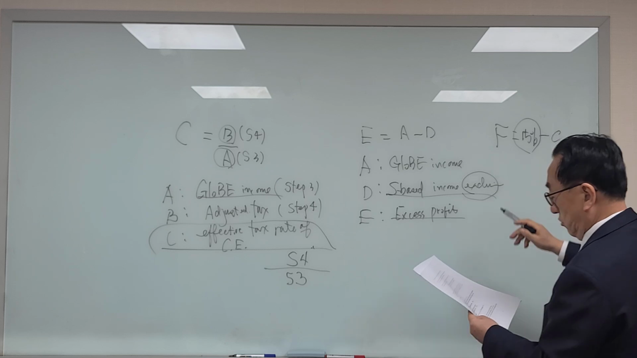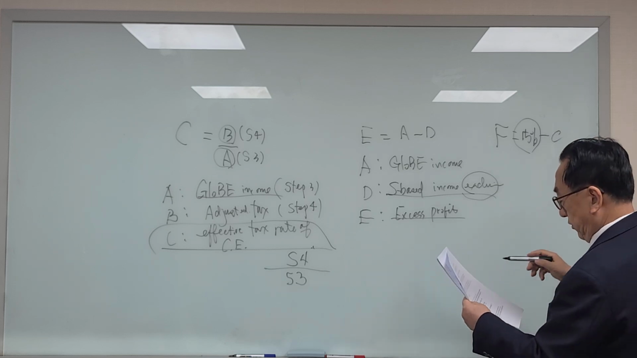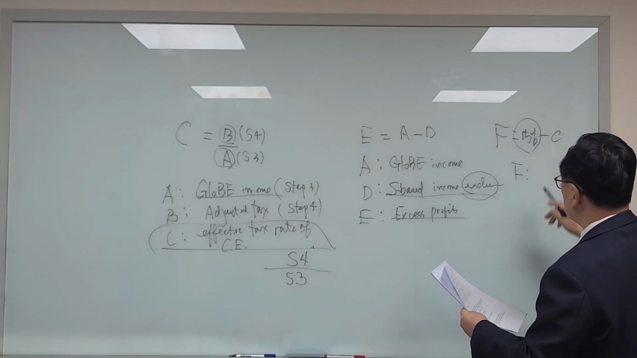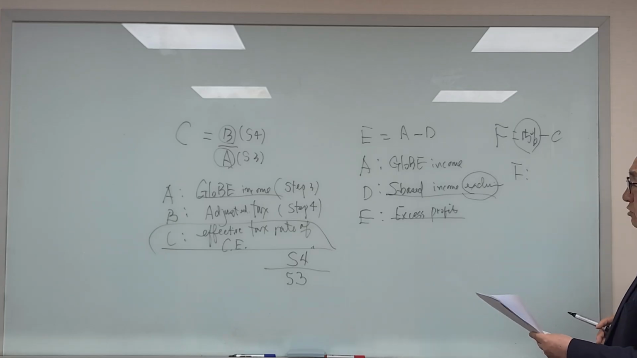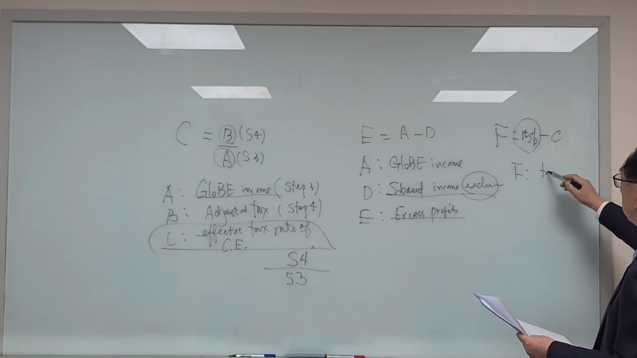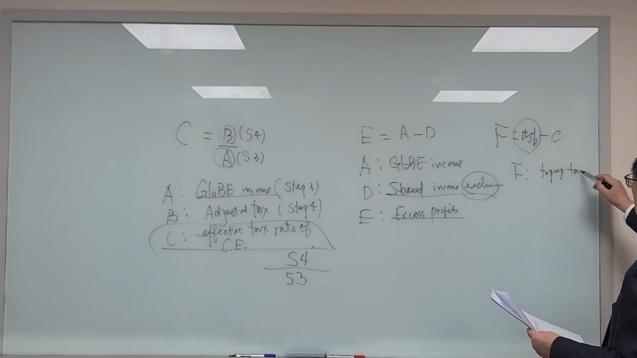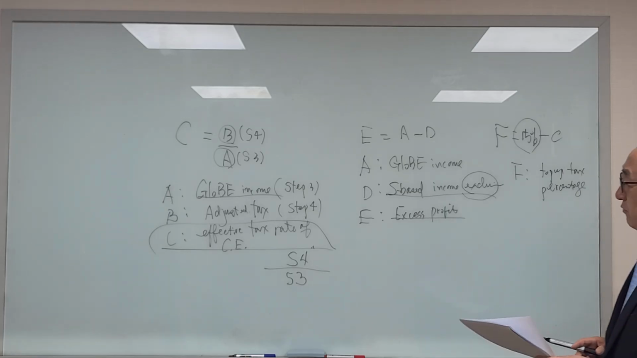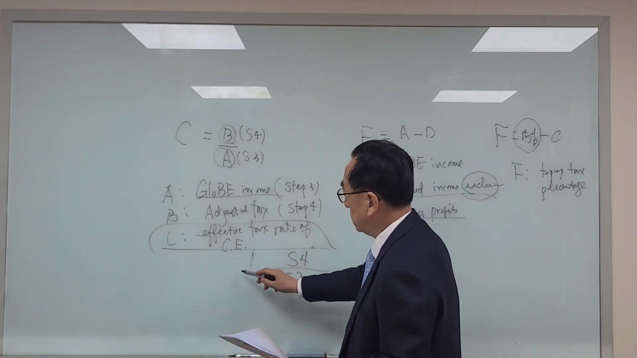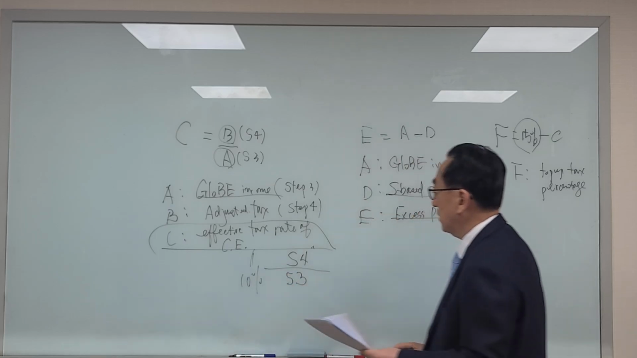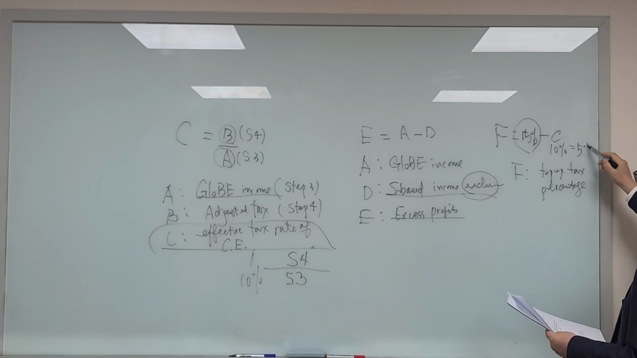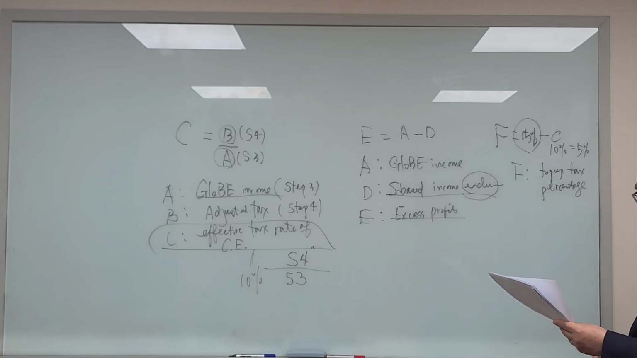So F equals the jurisdictional top-up tax percentage. Okay. So for instance, if the effective tax rate equals 10%, then 15% minus 10% equals 5%. 5% will be the top-up tax percentage.